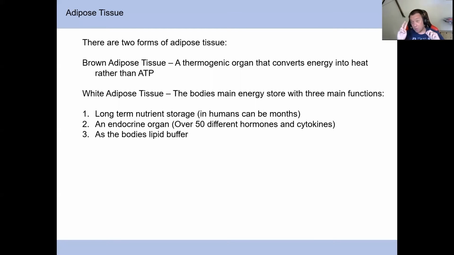The second, which many people say, oh, with the discovery of leptin, adipose tissue ceased to be considered as this inert lump of fat and now became recognized as an important endocrine organ. And I've said here it secretes over 50 different hormones and cytokines. I wouldn't be surprised if this is much nearer 100 now. And the third one, which I think gets less attention, is it also acts as the body's lipid buffer.